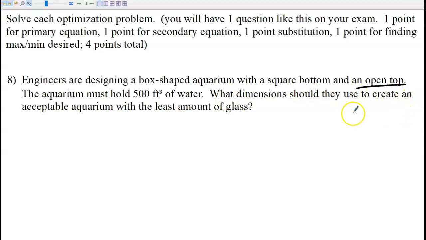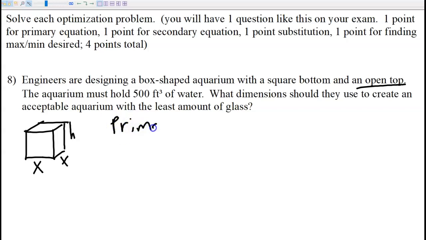What dimensions should they use to create an acceptable aquarium with the least amount of glass? So first of all, I'm going to draw a picture because we're talking geometry here. The bottom's a square, so I'm going to call the bottom's sides both x, right? But the height could be different, so I'm going to call the height h. Now, the primary equation is the one that we're trying to minimize. And what I'm trying to minimize is the amount of glass that we would be using.